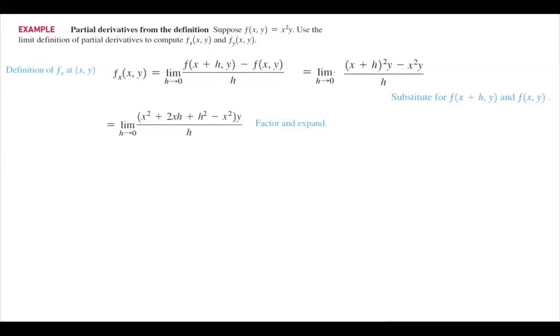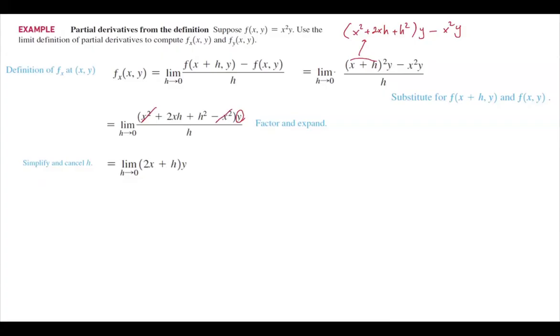Then we're going to just do algebra to simplify this as much as we can. This becomes the limit of x plus h to the second power. Then you distribute y into parentheses. So here you have x squared plus 2xh plus h squared, times y, minus x squared y. Then you can factor out y from all of them and simplify. As you can see, you can cancel out x squared and negative x squared. It becomes 2x plus h times y. And when you factor out h, you can get rid of h.